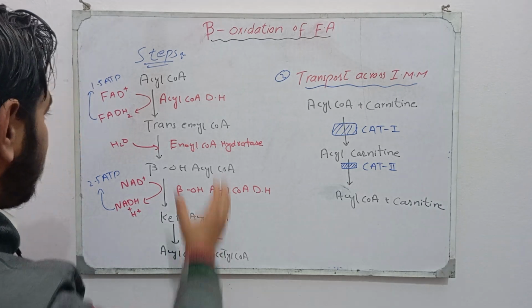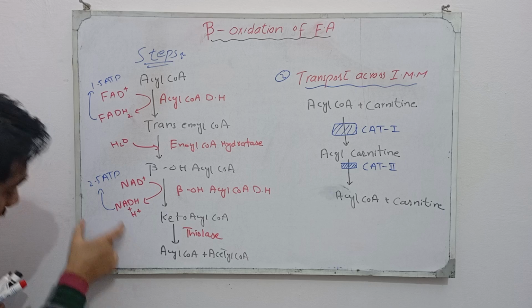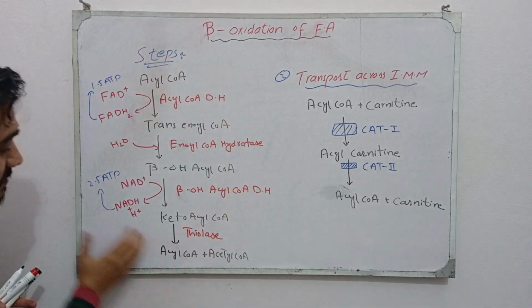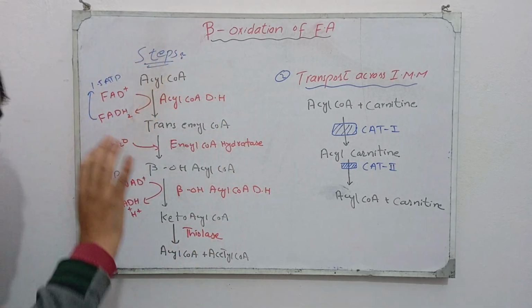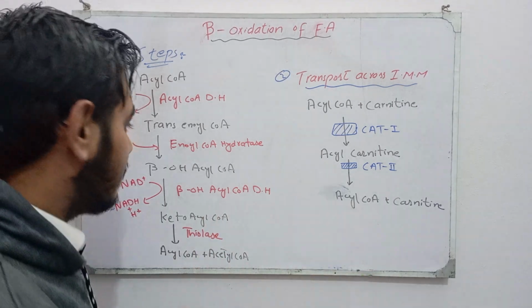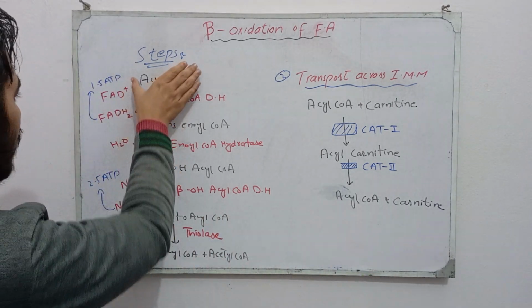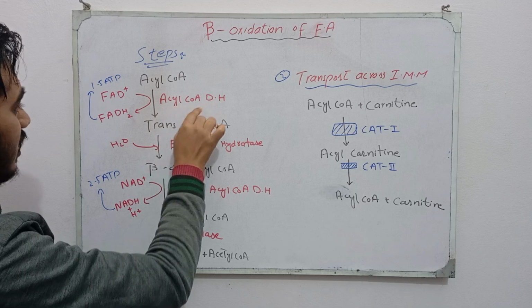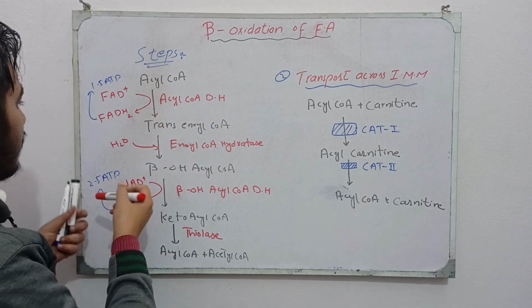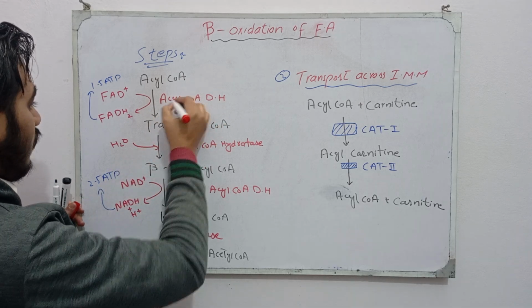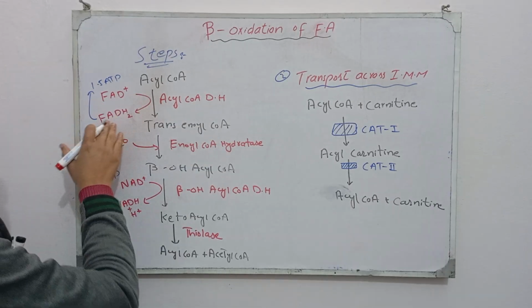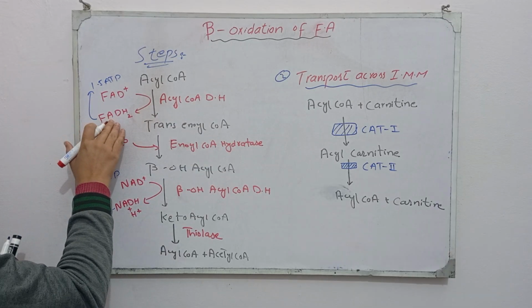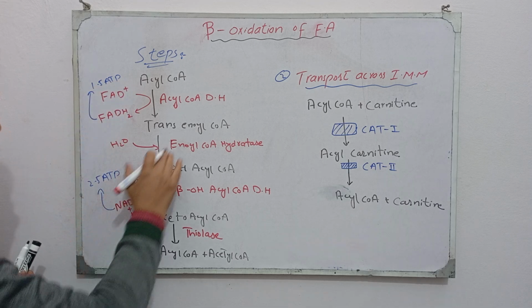Okay students, these are major steps, and acyl CoA again follows these steps. Repetition of this cycle takes place. Okay students, acyl CoA, with the help of acyl CoA dehydrogenase enzyme, converts into the trans enoyl CoA, and FAD plus converts into FADH2. In the electron transport chain, it gives 1.5 ATP.